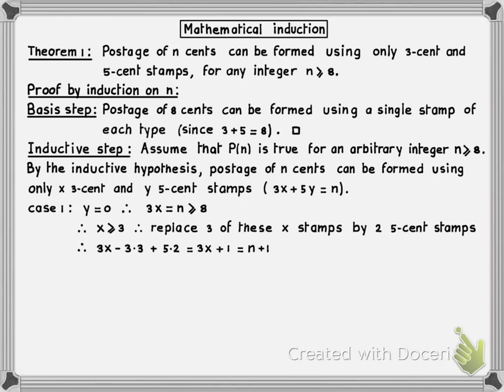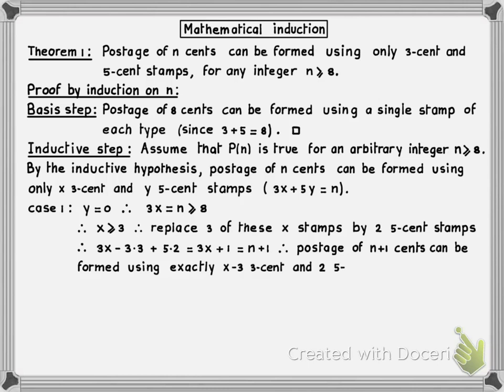So what we just proved is that in the case where we don't use any 5-cent stamp to form the postage of n, it is possible to form postage of n plus 1 cents using only 3-cent stamps and 5-cent stamps. In particular, we used x minus 3 3-cent stamps and exactly 2 5-cent stamps. And that's the end of the proof for the first case. Now let me emphasize that this replacement can only happen when we have at least 3 stamps of that kind, and this was only guaranteed when y equals 0. That is, we didn't use any 5-cent stamp to form the amount n.